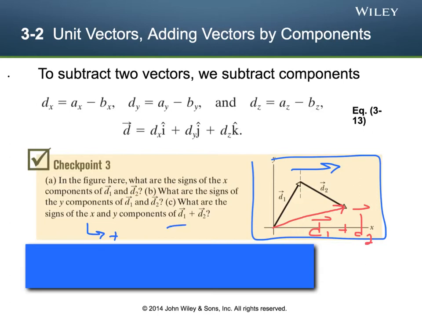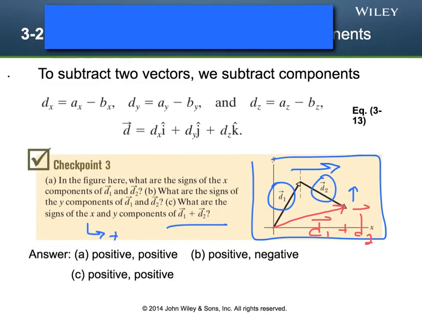Now, what about the result of adding these 2 together? Well, if we look at the graph, we see that the resulting vector is moving to the right, but it's also moving up. We would know that it should move to the right, knowing that the 2 positive x components add together to continue moving to the right. But it has an end result of up because D1 has a greater y component than D2 does. And so the answers to A are positive, positive, B, positive, negative, and C, positive, positive.